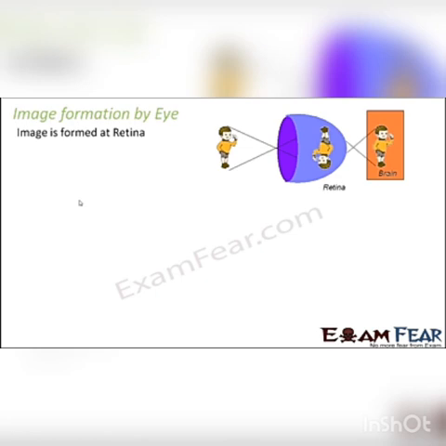So now let us look at the image formation by the eye. How exactly does image formation take place inside our eye? Now, as I said, the image is formed on the retina. Let us suppose this is the object we are looking at.